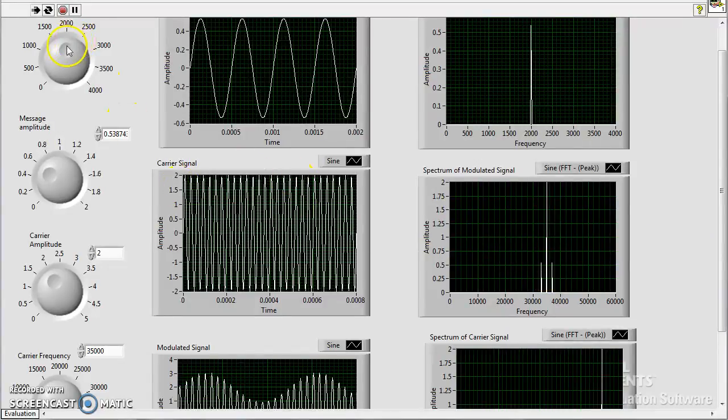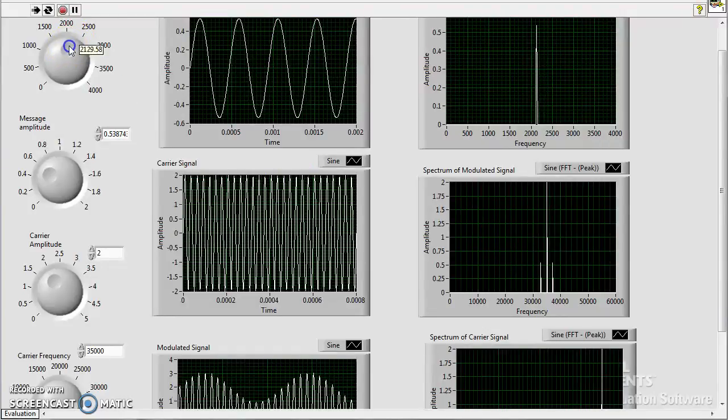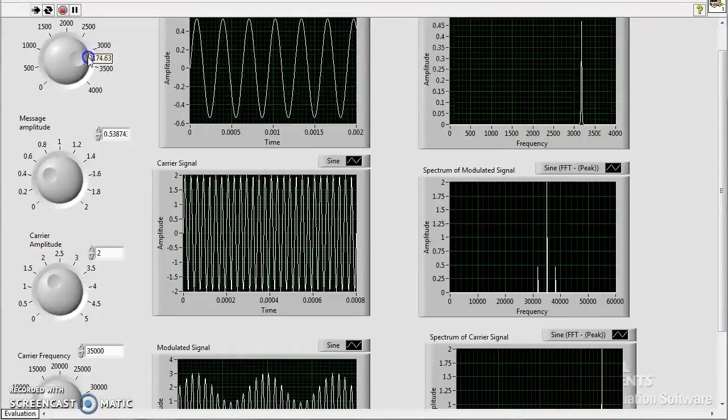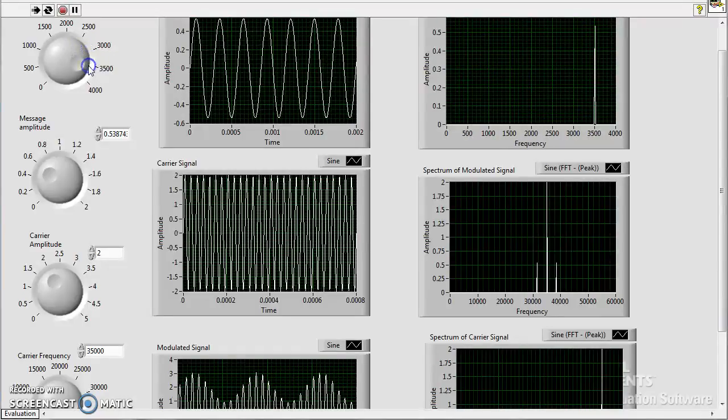So let us study this spectrum with the upper sideband and the lower sideband. I'll just vary the message frequency. Yes, message frequency is being increased, and it is around 3.5 kilohertz. You could see that compared to 2 kilohertz, the difference between the upper sideband and the lower sideband is increased. That is, both the sidebands are moving apart. The same explanation was given with DSBSC, but there the carrier component was not present.